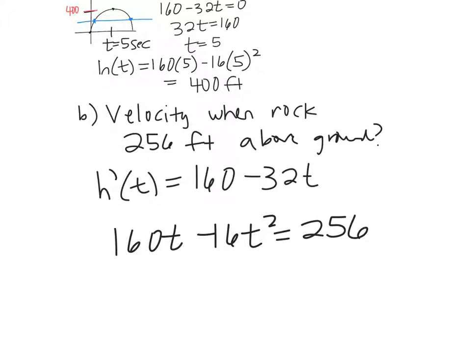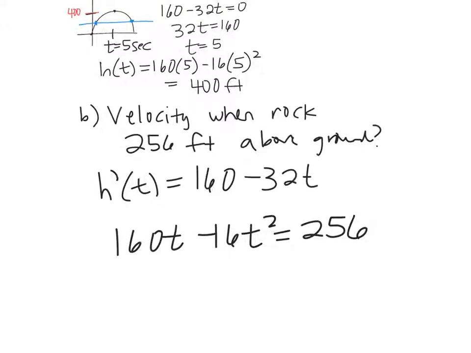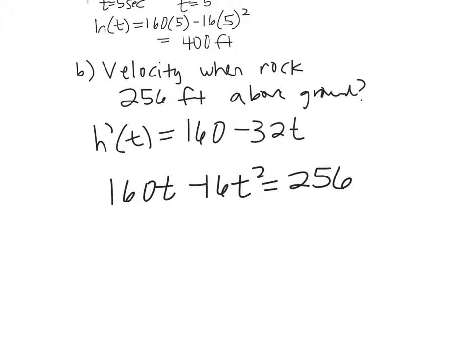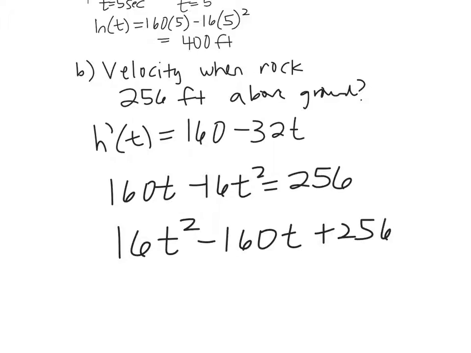Now you get to solve a quadratic. So bring everybody over to one side. I'm going to bring them over to the 256 side so that my negative 16t squared is positive. So I have 16t squared minus 160t plus 256 equals 0. Is everyone okay with that? And then you get your calculator out and you use your quadratic formula program that you have.